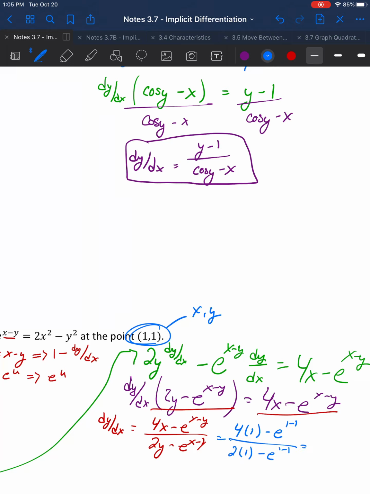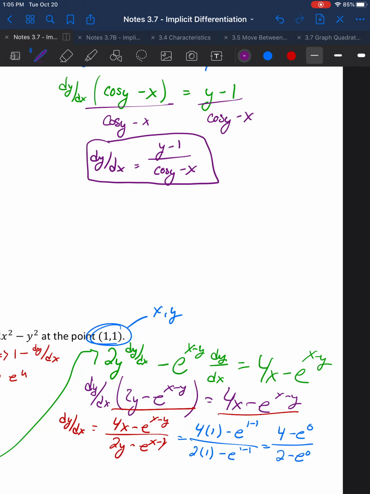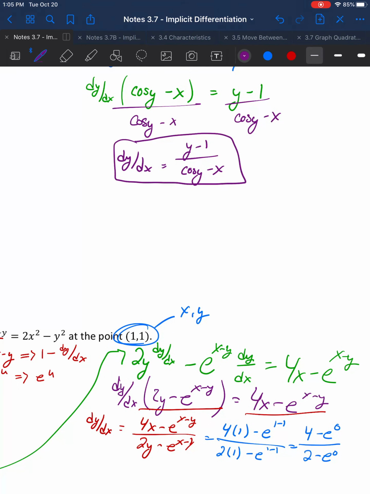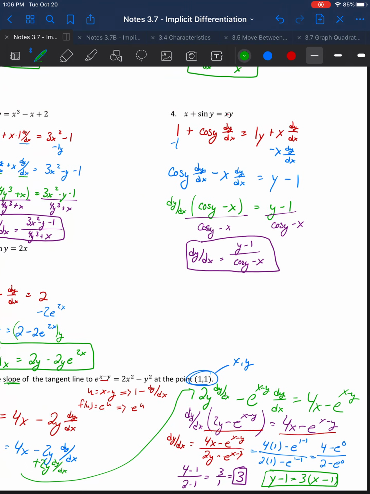But if I look back at my problem, I'm told a coordinate. Hey, guess what? Coordinates are x, y. I know what x and y are, so I'm going to take those values and I'm going to plug them into my equation. So then I get 4 minus e to the 0 over 2 minus e to the 0. What's anything to the 0 power? Please do not say 0. I get 4 minus 1 over 2 minus 1, which is 3.